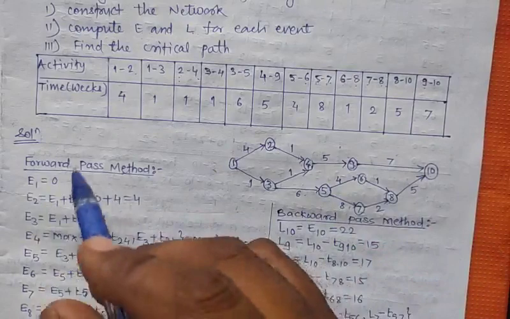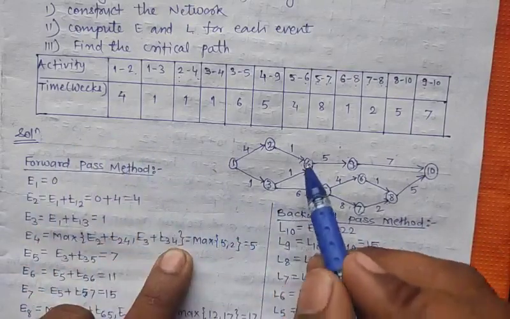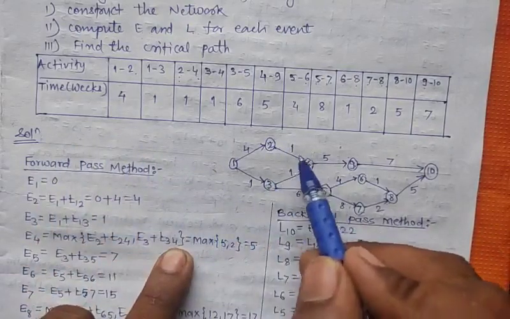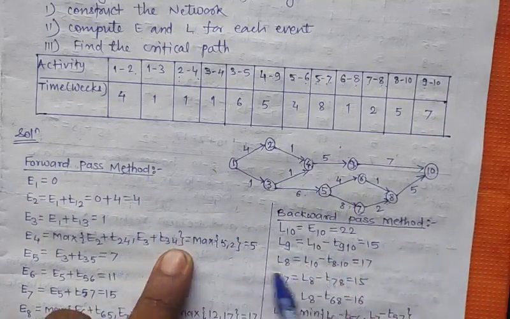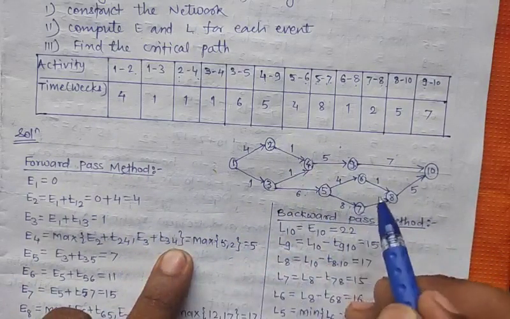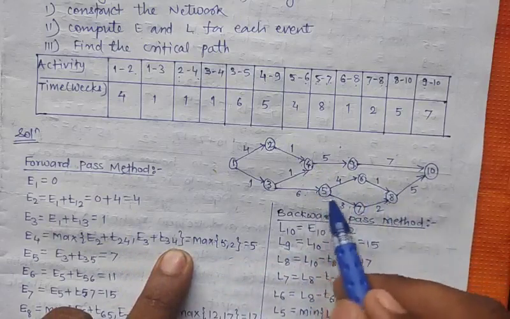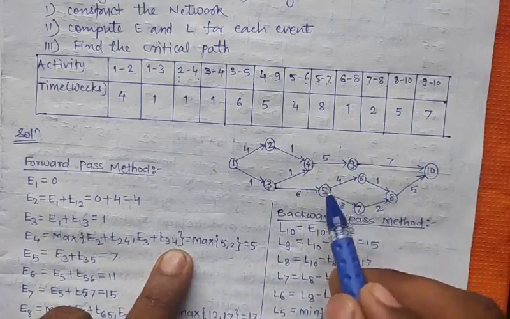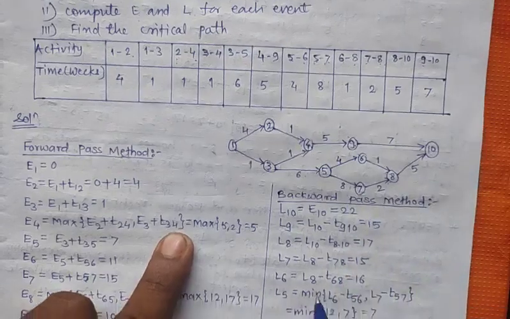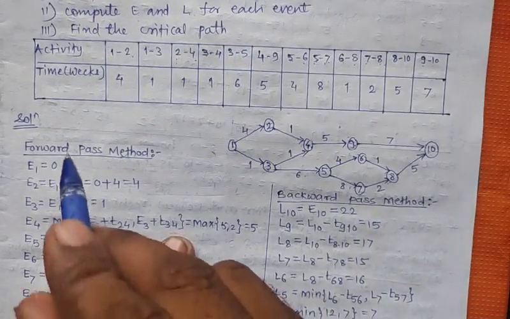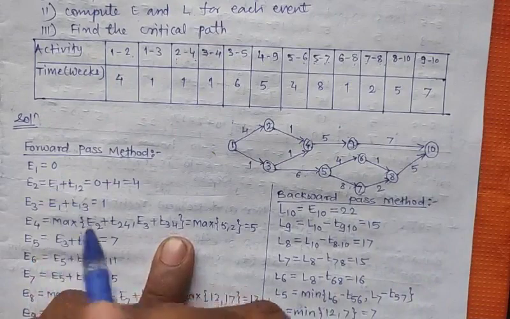In the forward pass method, if there are two incoming arrows from other events, then we take the maximum of the two. And in the backward pass method, if there are two outgoing arrows, as for L5, we take the minimum. So the forward pass uses the maximum.